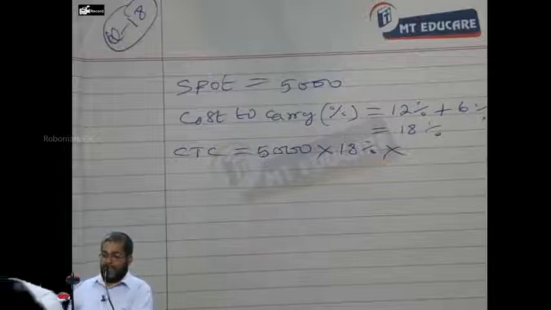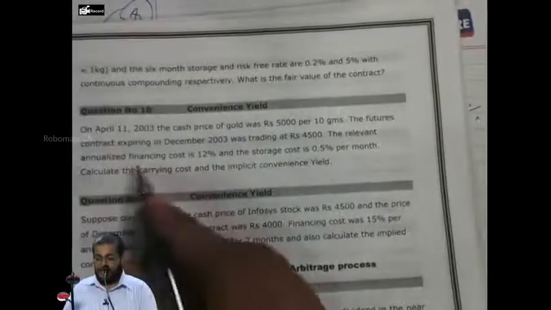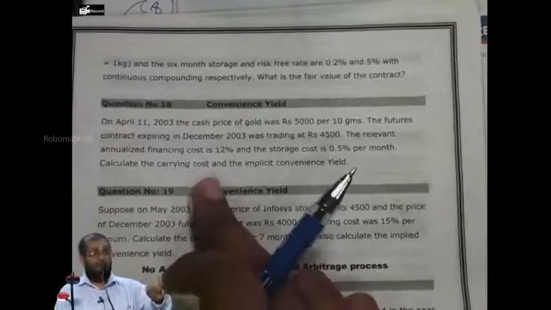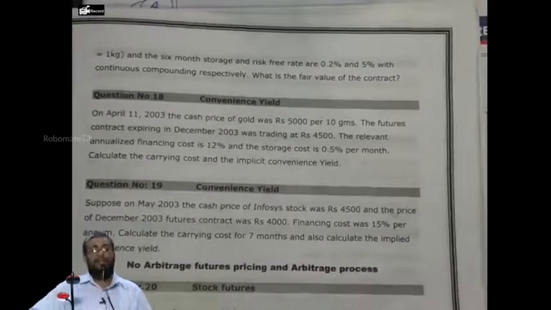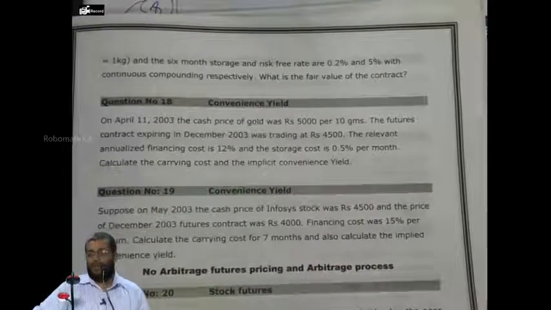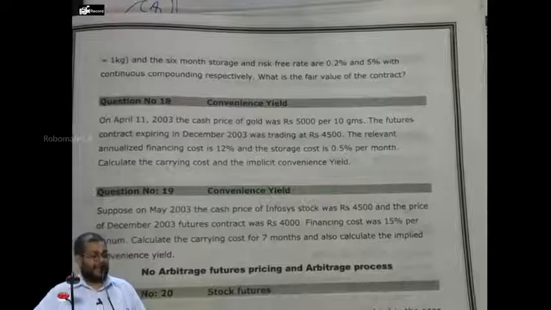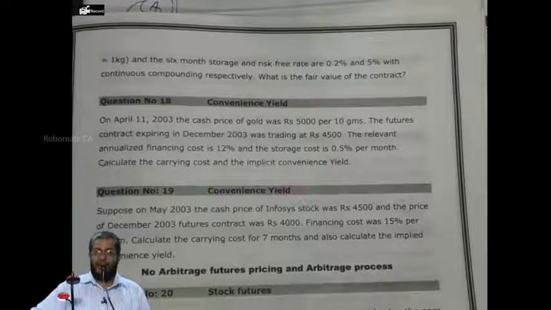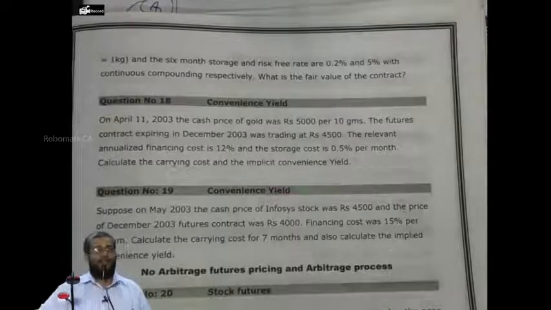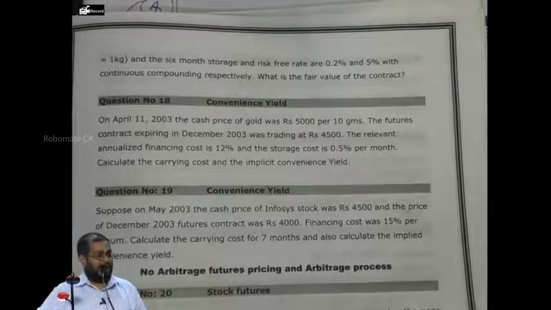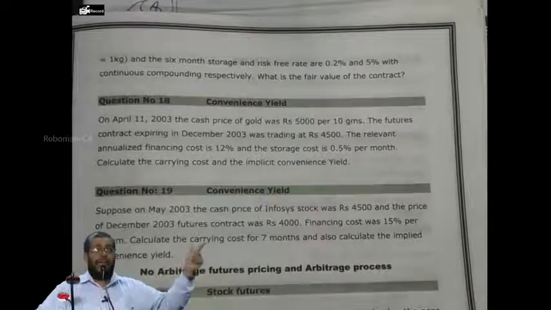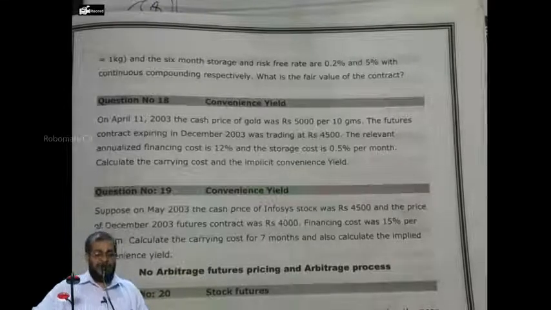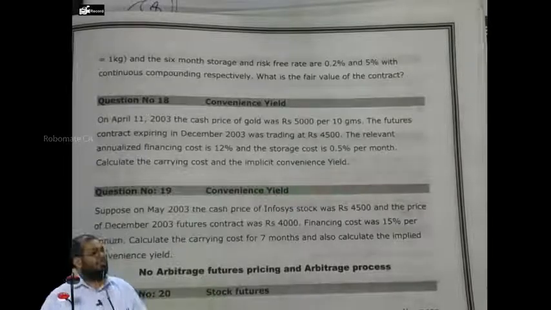Start counting. Today is what date? April 11. The future expires on December 31st. Now, please count. May 31 days, June 30, July 31, August 31, September 30, October 31, November 30, December 31. And from April 11 to April 30, 19 days. Add it. How many days here? 264 days.